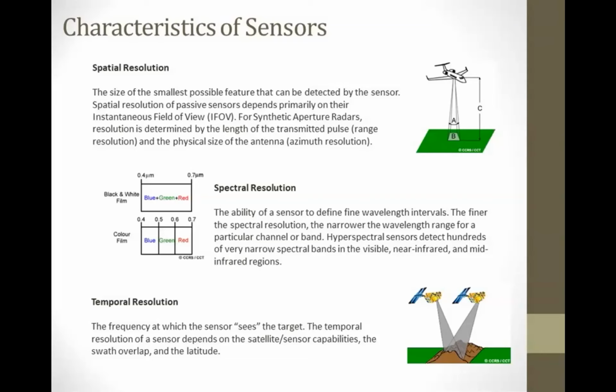And then we talked about the temporal resolution. So that's the frequency at which the sensor sees or revisits a particular site on the globe. And that temporal resolution depends on the satellite itself, but it also depends on how those swaths overlap and what latitude. So the higher latitude you are on the Earth, the greater the revisit for any of these sensors.